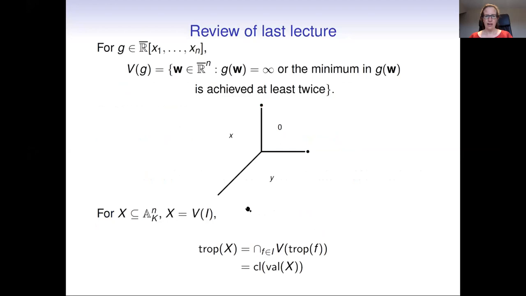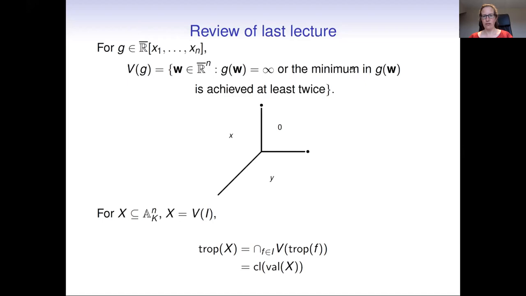And then we also saw that if we had a tropical polynomial, so if we had g in R bar adjoin x1 up to xn, the semi-ring of tropical polynomials, that means it's a polynomial with coefficients in the tropical semi-ring and every operation is tropical. So multiplication is addition, addition is minimum. And then the hypersurface of g is going to be the locus w in R bar to the n where either g of w is infinity or the minimum of g of w is achieved at least twice.